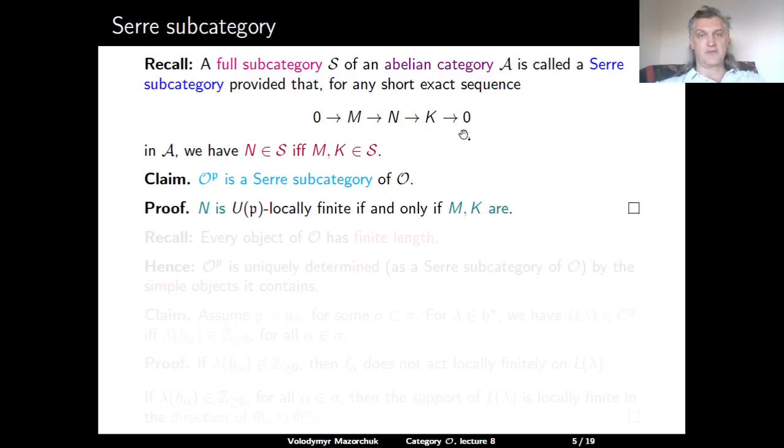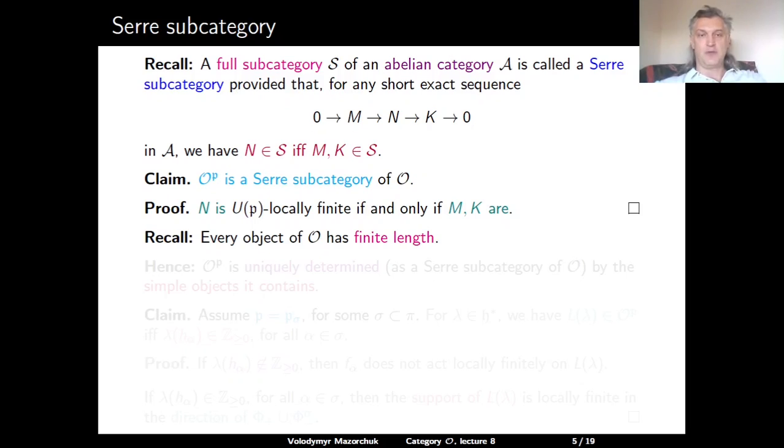This follows directly from the fact that for any short exact sequence in O, so M is a submodule of N with quotient K in O, the action of UP on the middle term is locally finite if and only if this action is locally finite both on the first term M and the quotient term K. So the parabolic category O is indeed a Serre subcategory in O.